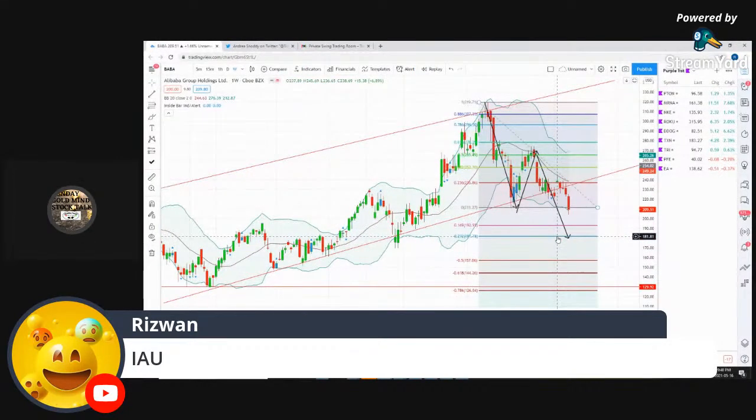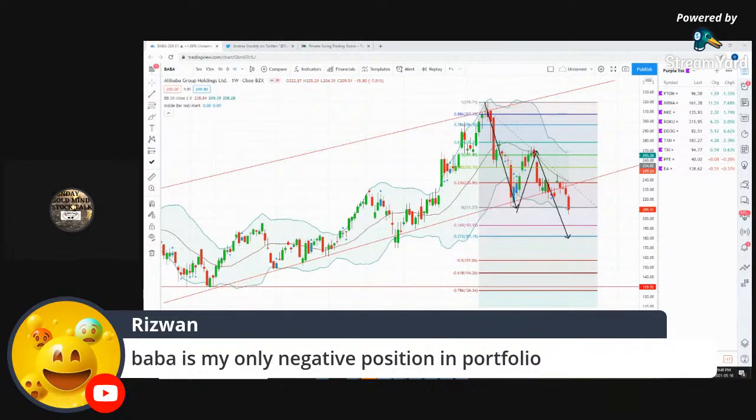And Baba is, so Rizwan, that's so funny. Rizwan says Baba is the only negative position in my portfolio. I was going to say the exact same thing. Baba is the only negative position in my long-term portfolio as well. And thankfully, I didn't put in a lot of money into it. So I'm very happy that I didn't put a lot of money into it. That's why it goes back to the lesson of making sure you spread your money out into many names, because if I went in all of my money on Baba, I would have been very, very disappointed, right?